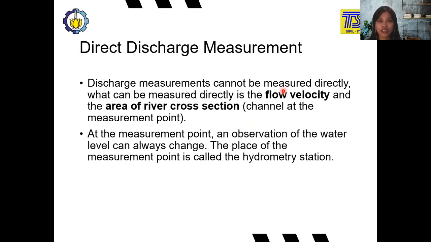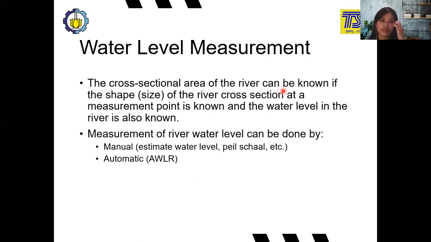For the direct discharge measurement, the discharge cannot be measured directly, but instead we measure the flow velocity and the area of the river cross-section. For the direct discharge measurement at the measurement point, an observation of the water level can always change, and the place of the measurement point is called the hydrometry station. So for the water level measurement, there are two types of measurement. The first one is the manual, and the second one is the automatic measurement.